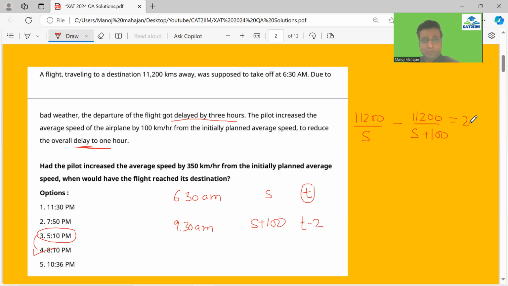And probably once we get the value of s, what we are going to do is calculate again the time by dividing 11200 by s plus 350. So this is what we are going to look forward to calculate the time. And remember this time I'm not going to add in 6:30, I'm going to add in 9:30. So that's why I said that a lot of students would have committed a mistake by marking option 3. So let's see the solution out here.